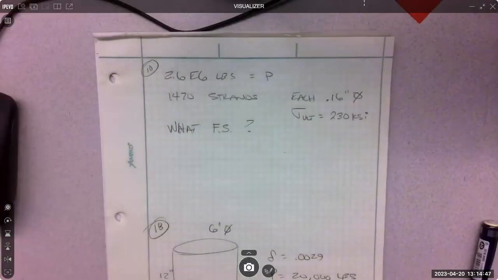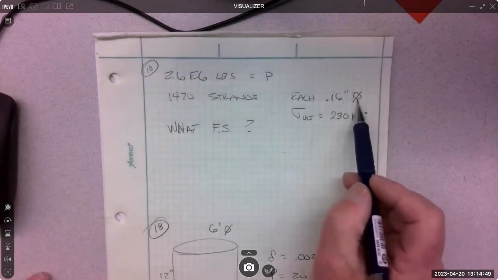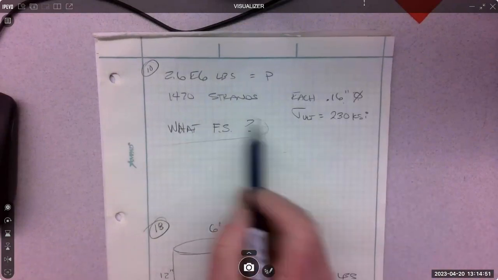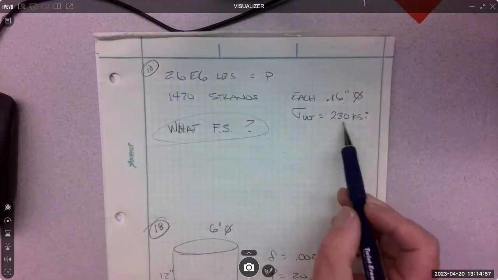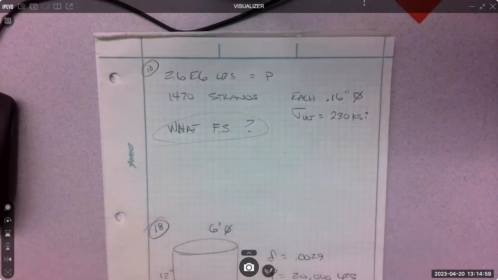All right. Each strand is 0.16 diameter. They want to know what the factor of safety is, and then they give us this ultimate stress, right? Ultimate stress of 230 KSI. If you're given a stress, you use it. So like Devin said, we don't usually use the ultimate stress, do we?